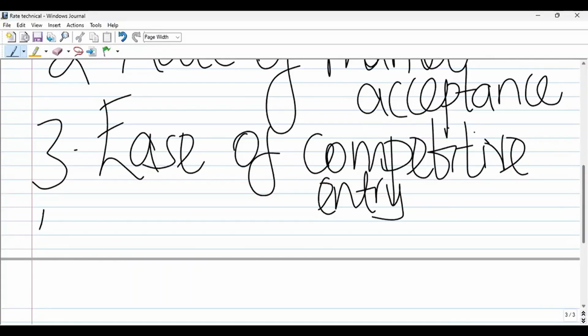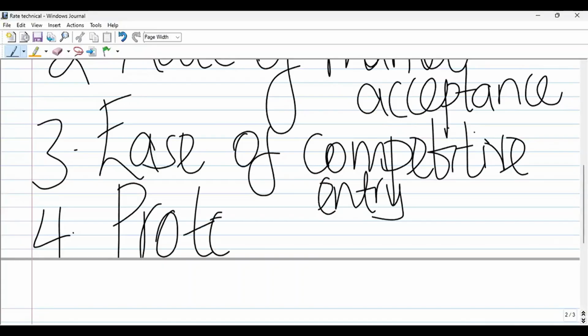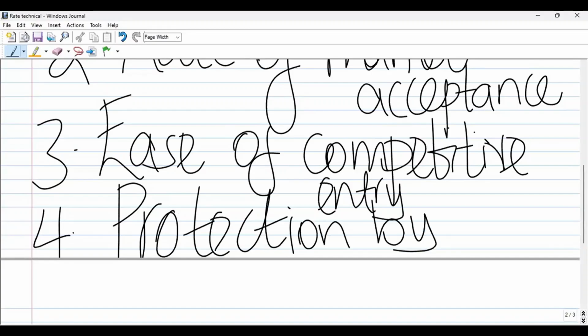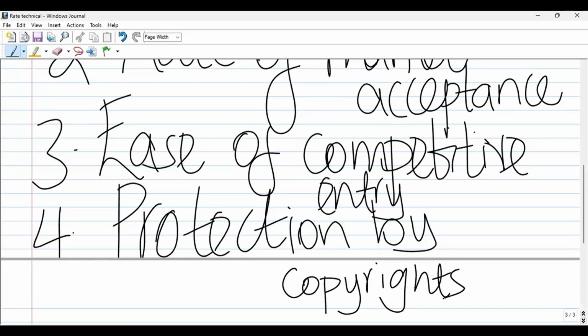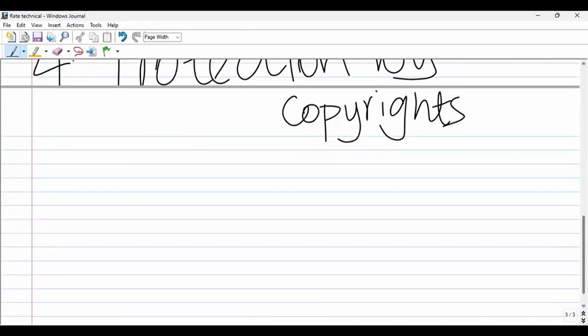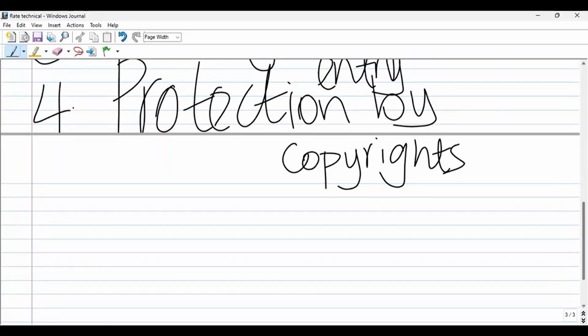4, protection by copyrights. If the copyrights of the product are registered, the life cycle of the product can be fairly long, and vice versa.